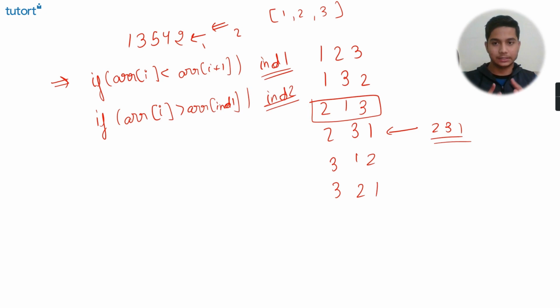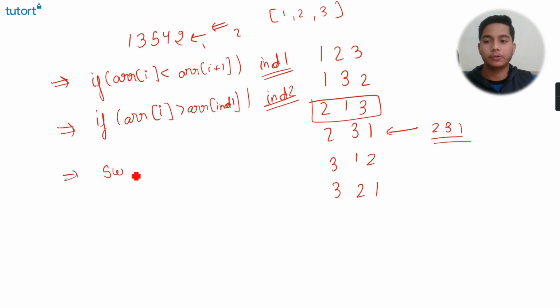Now you're having two indexes. The first index is the first smallest element that you are getting in comparison of two consecutive elements from the last, right? And the second index is the index that you evaluated while iterating from the last, the first value that is just greater than the value at index 1, right? So this will be step 1, this will be step 2.